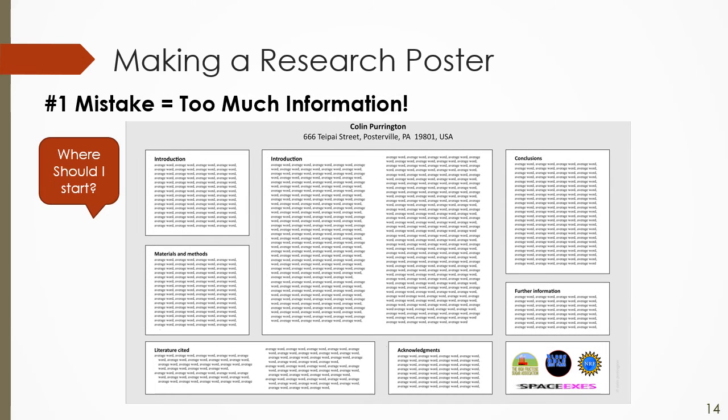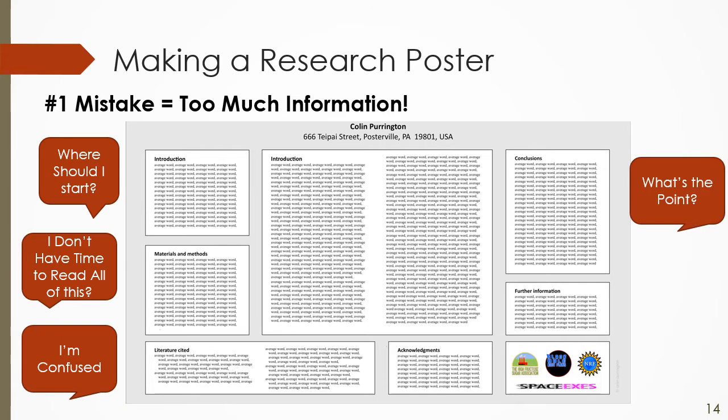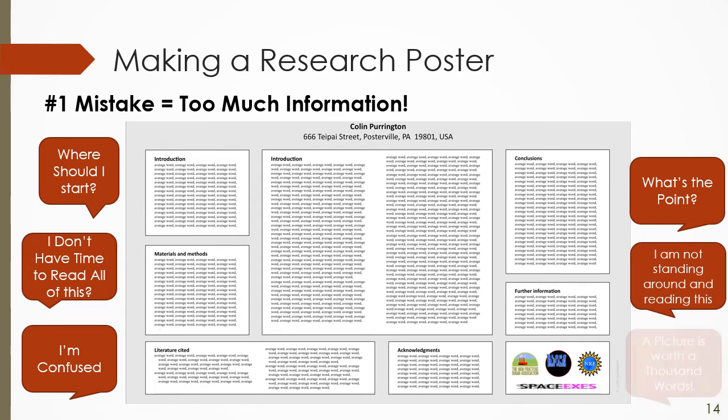All right, number one mistake with research posters: too much information. If you have a research poster in front of you like this, the person approaching you has no idea where to start. They don't have all the time to read this. They'll get confused. They won't know what the point is. And they'll even stand around awkwardly reading this. That's why a picture is worth 1,000 words, rather than putting all this text on the page.